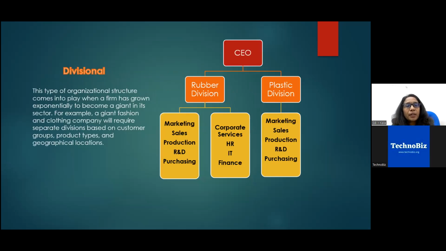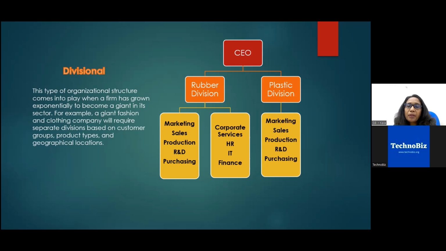Okay, divisional. This type of organizational structure comes into play when a firm has grown to become a giant in its sector. For example, a giant fashion and clothing company will require separate divisions based on customer groups, product types, and geographical locations. For example, in the rubber industry, there will be a rubber division and also a plastic division.